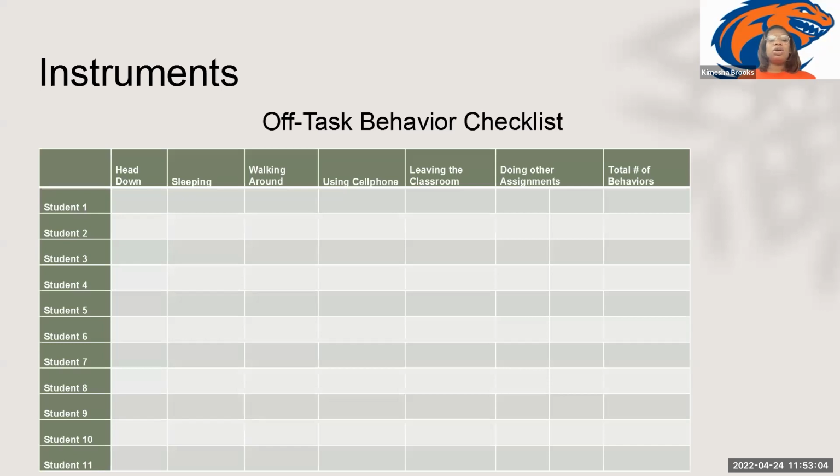This is also a quick snapshot of the behavior checklist that I used. Some of the behaviors that I looked at were having their head down, sleeping, walking around, using cell phones, leaving the classroom, and doing other assignments. Once I was done collecting all of the data, I looked at the total number of behaviors, and I compared that to the change in the test scores.